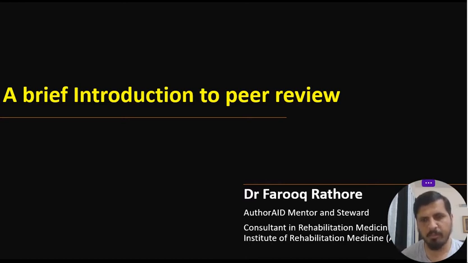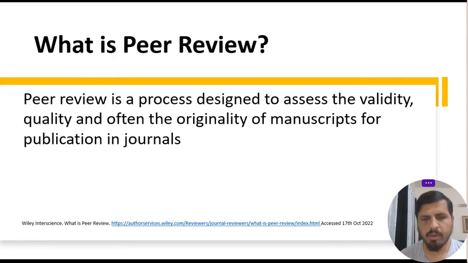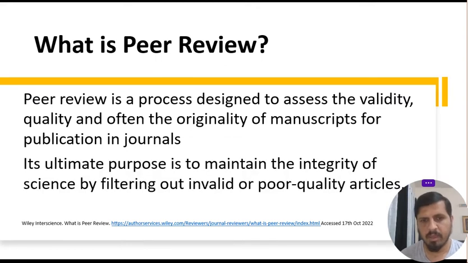And today I'm going to present a brief overview of the peer review process. Peer review is a process which is primarily designed to assess the validity, quality, and often the originality of manuscripts for publication in journals. The main purpose of this whole exercise is to maintain the integrity of the science by filtering out invalid or poor quality articles.